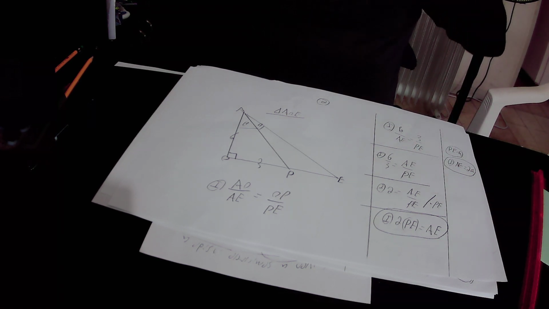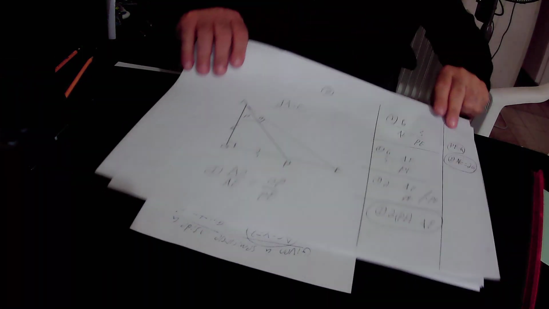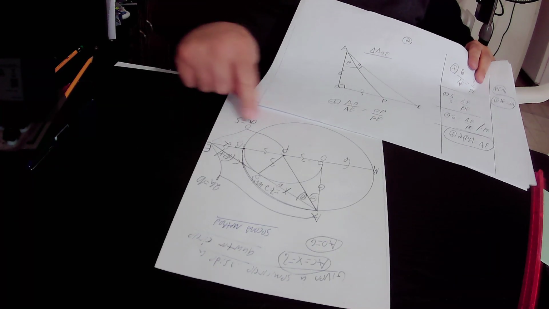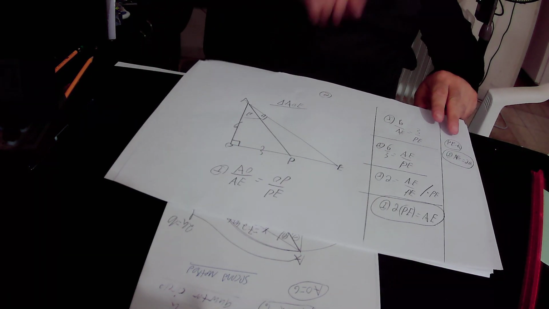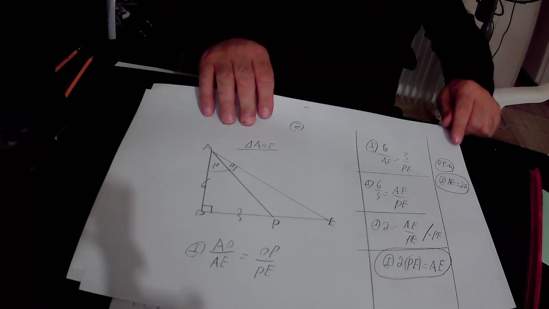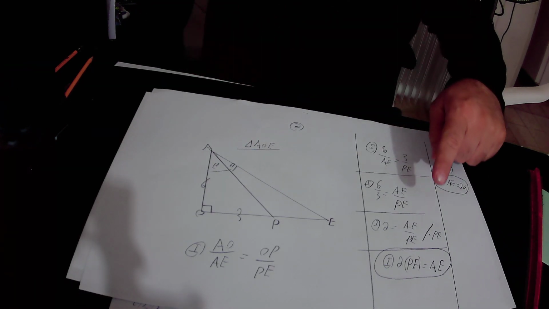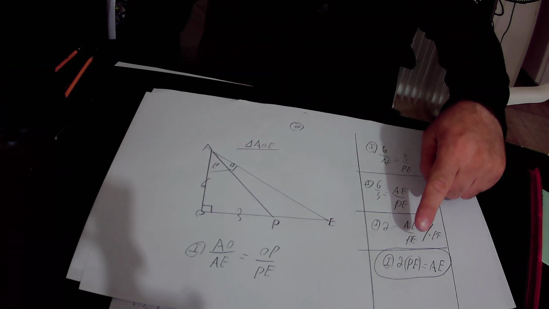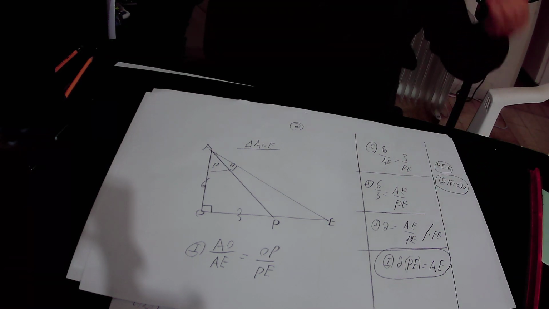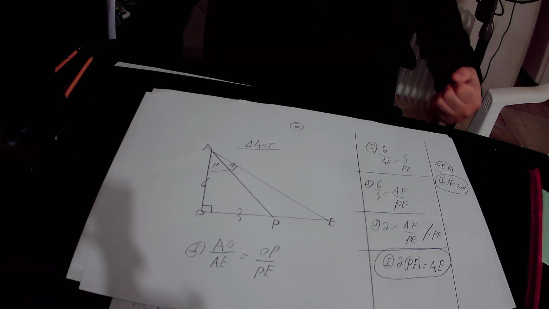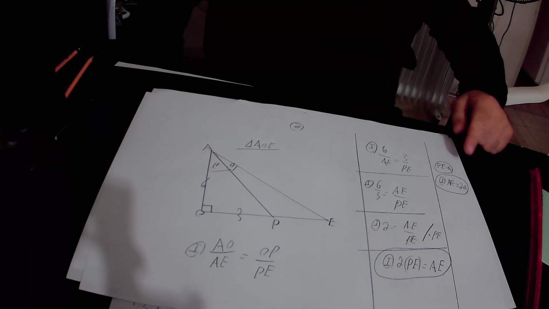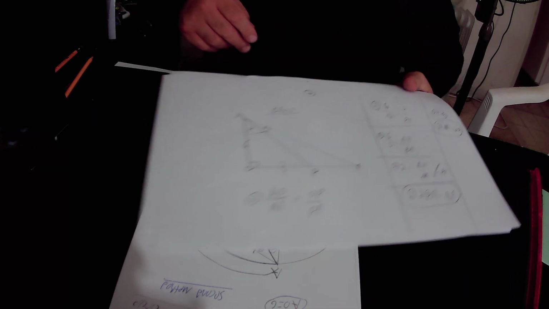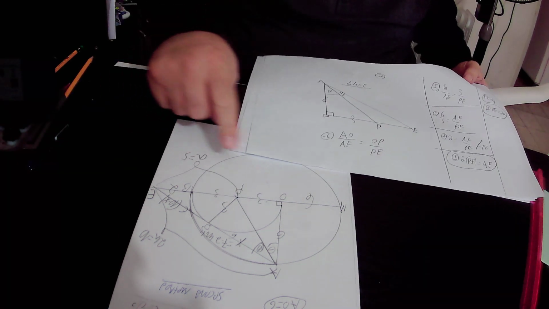So we defined PE as A. Here, PE equals A according to our definition. And therefore, according to equation number 1, AE equals 2 times PE and PE equals A. Therefore, we get that AE equals 2 times A, or 2A. AE equals 2A, and PE equals A.